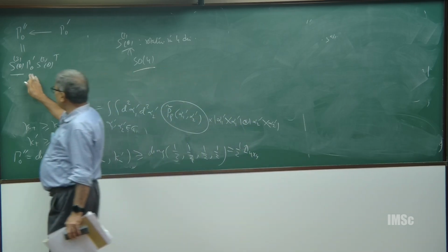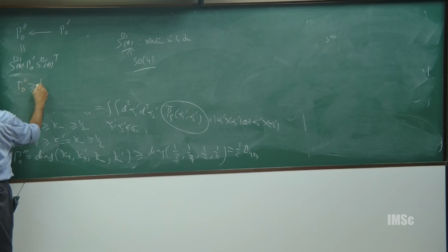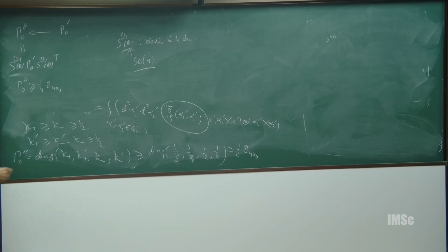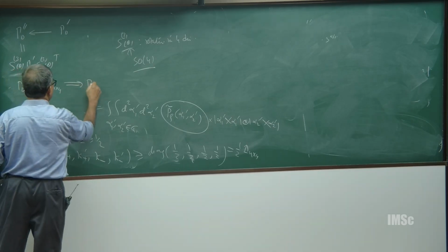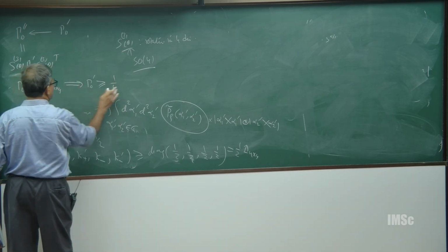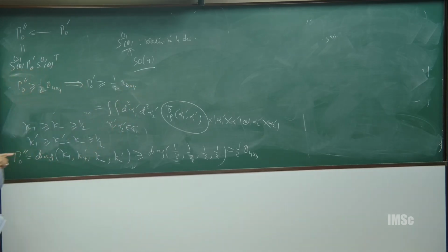So, this is a similarity transformation, because this is greater than or equal to 1 by 4 identity. This will automatically imply that gamma 0 prime is also greater than or equal to, not 1 by 4, 1 by 2 identity, right, because this is a rotation. So, the same character will remain there, eigenvalues will not change, right.